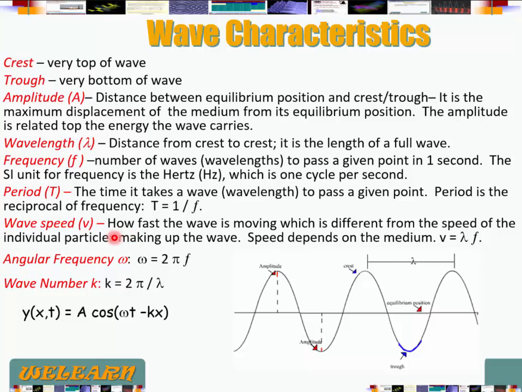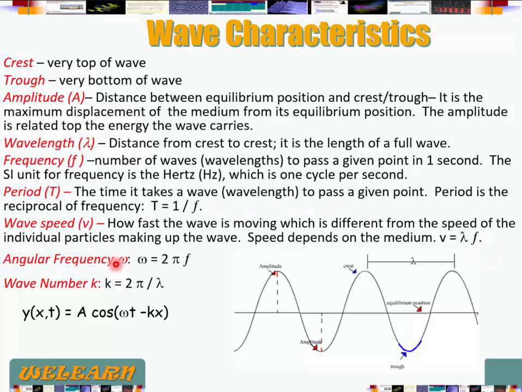The wave speed is how fast the wave is moving, which is different from the speed of the oscillation of the wave. So the speed of the wave is the speed of propagation of the wave. It depends on the medium, and it is related to the wavelength through this expression, v = lambda times the frequency.